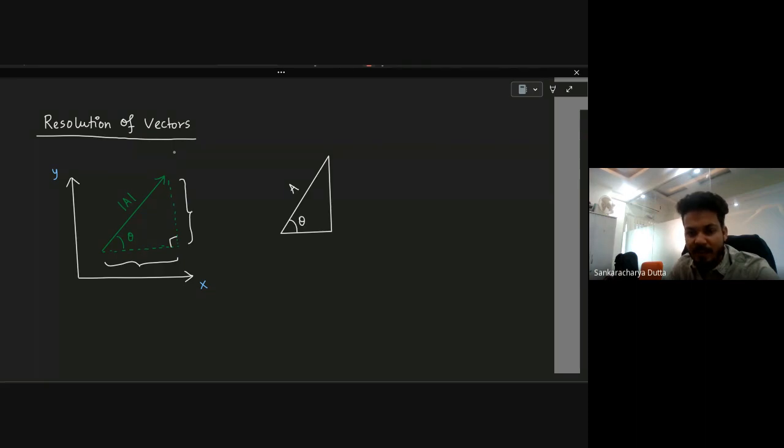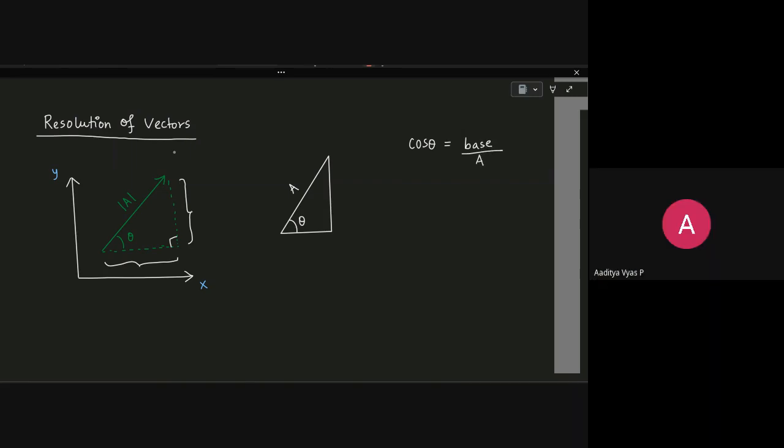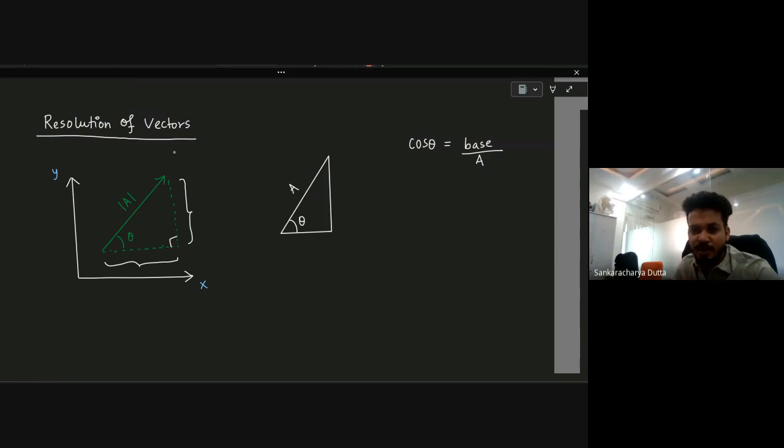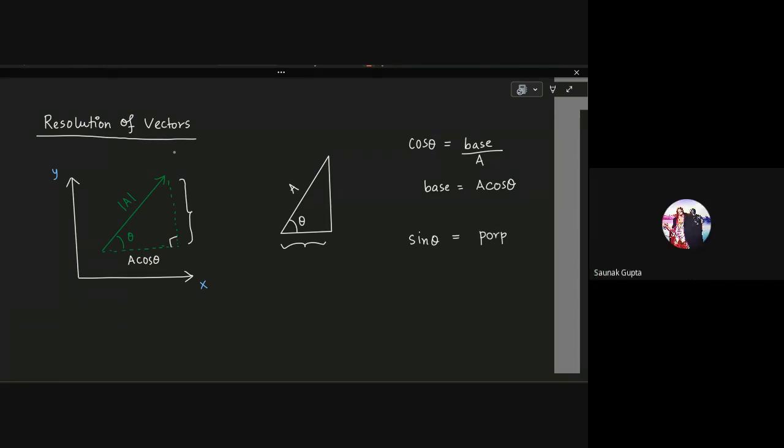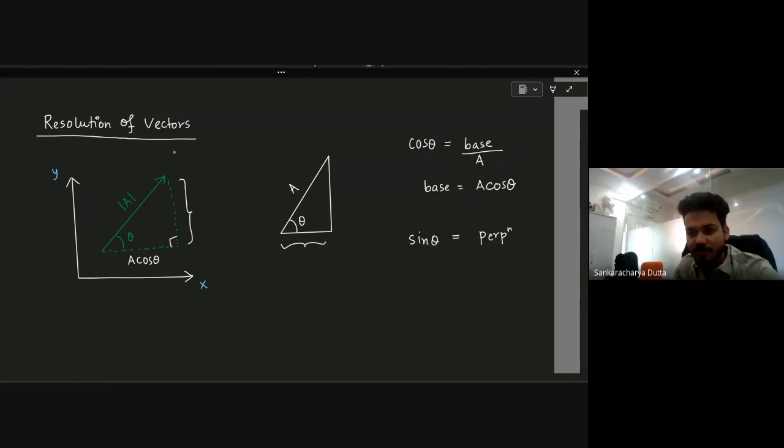This angle right here is theta. So define cos theta. What is cos theta exactly? Cos theta is base upon hypotenuse, right? Do you agree with me? Yes, sir, base upon hypotenuse. So this base length right here would be how much? Cos theta into A. A cos theta. Nice. So this length is A cos theta. Cool. What about sine theta? How do you define sine theta? This is defined as perpendicular by hypotenuse.